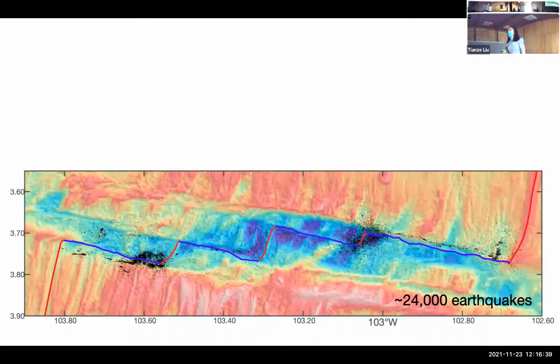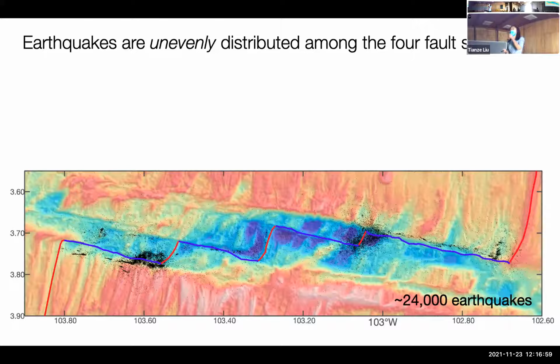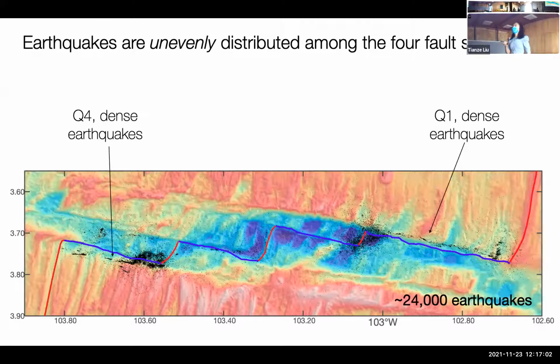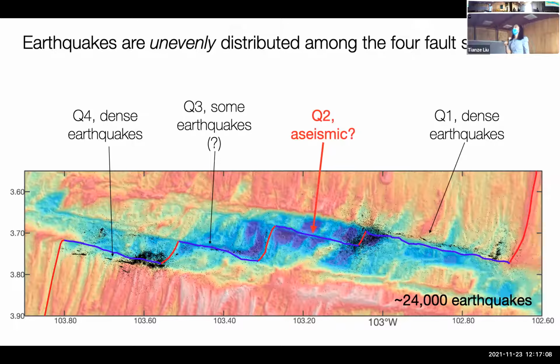So in total, we have detected and located 24,000 earthquakes during the 8 months, and the location of the seismicity is plotted on this map. As you could observe, the earthquakes are unevenly distributed among the 4 segments. On Q1 and Q4, we have relatively dense earthquakes. On Q3, we have a moderate amount of earthquakes, but on Q2, we are short of seismicity, and why is that?